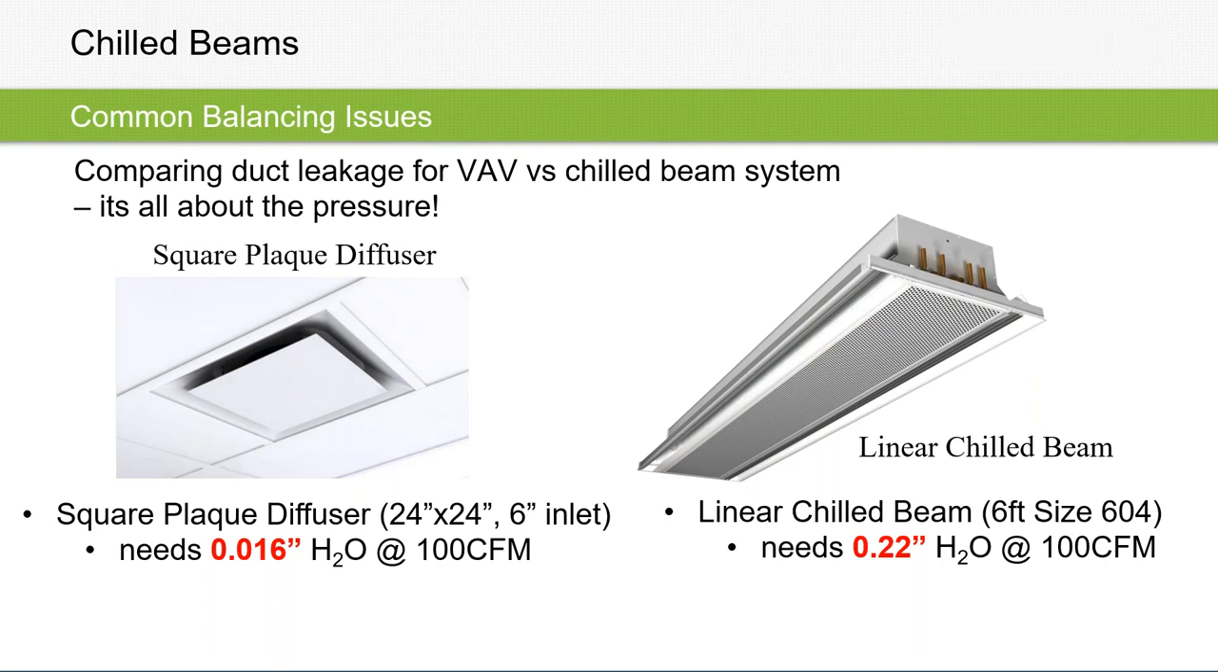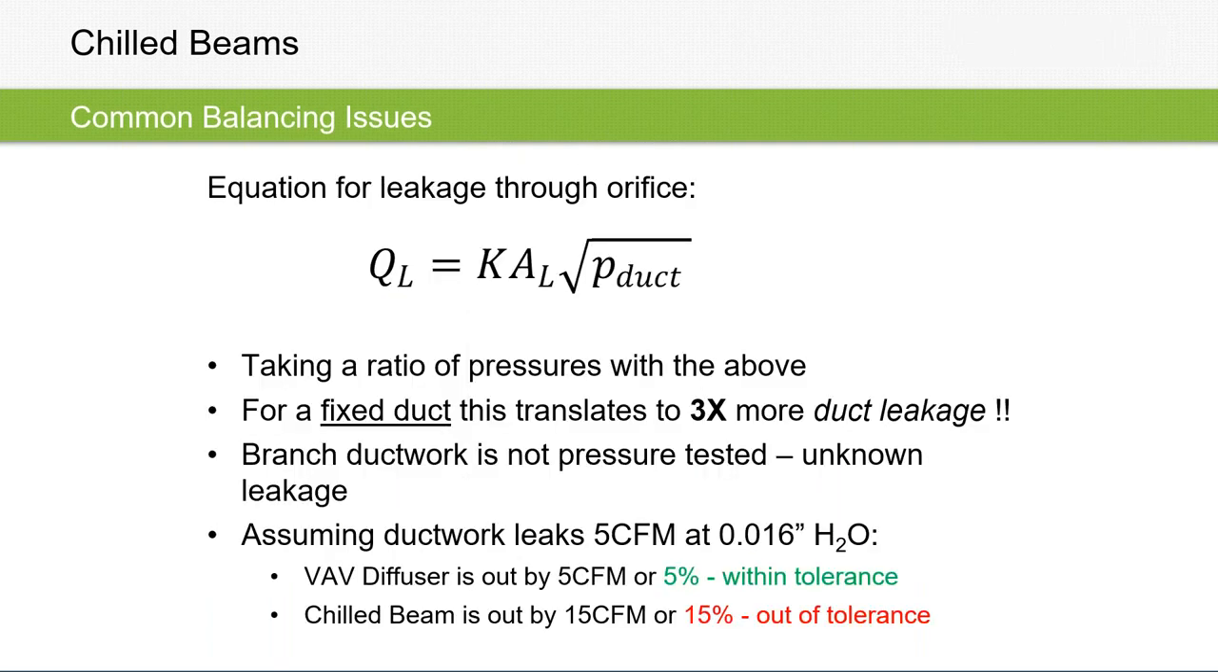But very different static pressures, even though you have the same amount of CFM going through it. So that does affect the system. If we look at this equation for leakage, Q is the leakage, and compare the two systems at different pressures, what we find is that we see about three times the amount of leakage out of the chilled beam, because of the higher pressure, than we would out of the VAV diffuser.